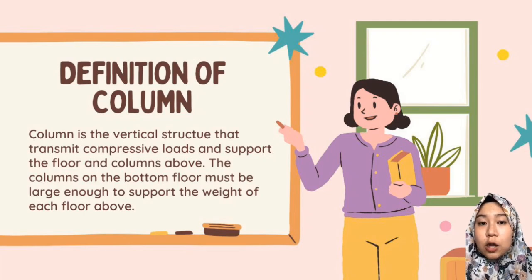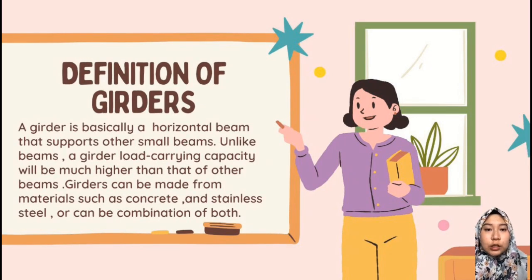Next is the definition of column. Column is the vertical structure, transmit compressive load and support the floor, and column on the bottom floor must be large enough to support the weight of each floor above. Next is the definition of girder.